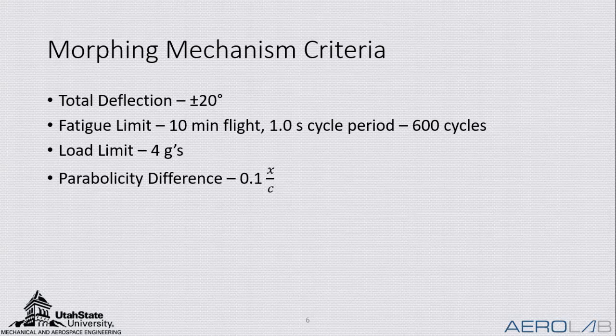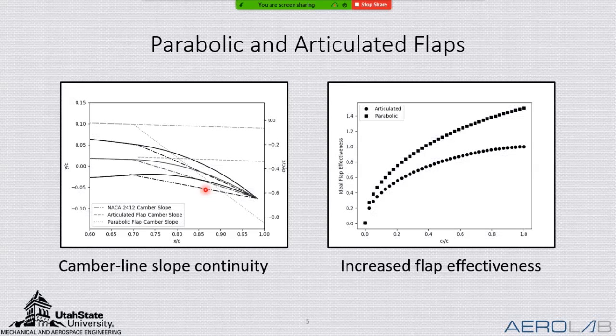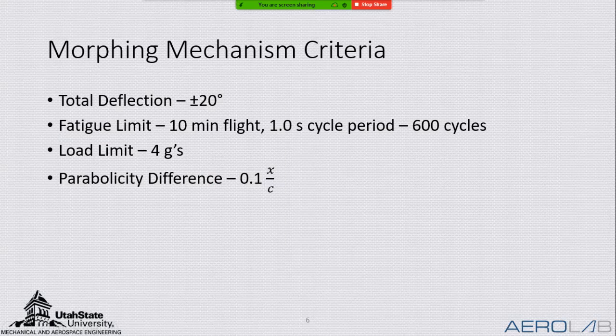And then the fourth criteria that we came up with was that the average difference of the parabolicity of our 3D printed flap compared to this flap shape determined from analytical equations published by Hunsaker et al. had to be less than or equal to 10% chord, and we'll talk a little bit more about that later.